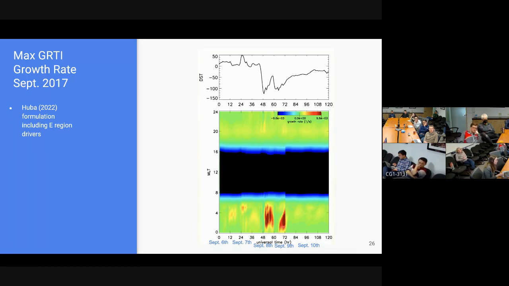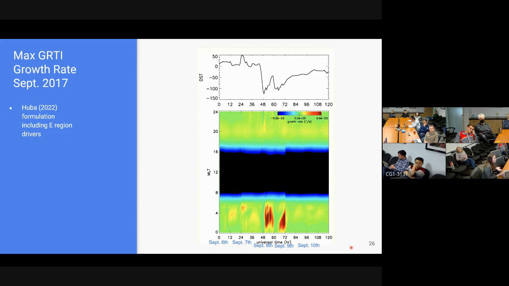And then you can see the same thing in the second main phase of the storm, although SAMI3 ingests daily indices, so this discontinuity here is not physical, that's a result of it taking daily indices. But we can still see that the ionosphere, after the main phase of the storm ends, sort of returns to the quiet time setup, although the dusk growth rates do remain enhanced.